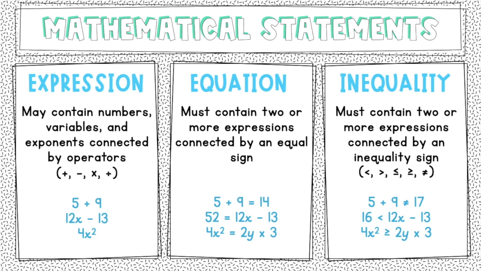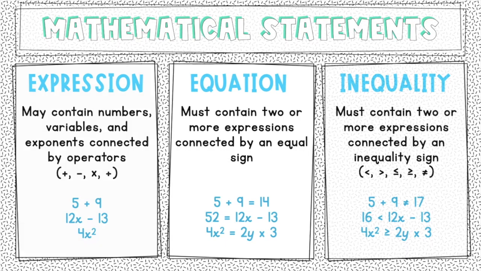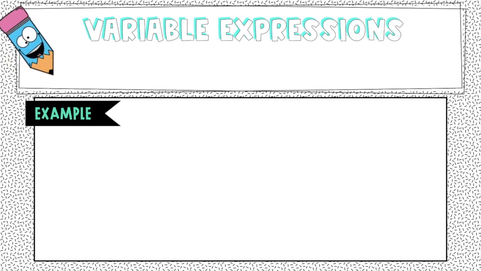Inequalities basically compare numbers instead of showing equivalency. So they don't say that one expression is equal to another expression. They're comparing two expressions by saying one is bigger, one is smaller, or they are not equal. For today's lesson, we're going to continue to focus on expressions. So let's look at how variable expressions are written.